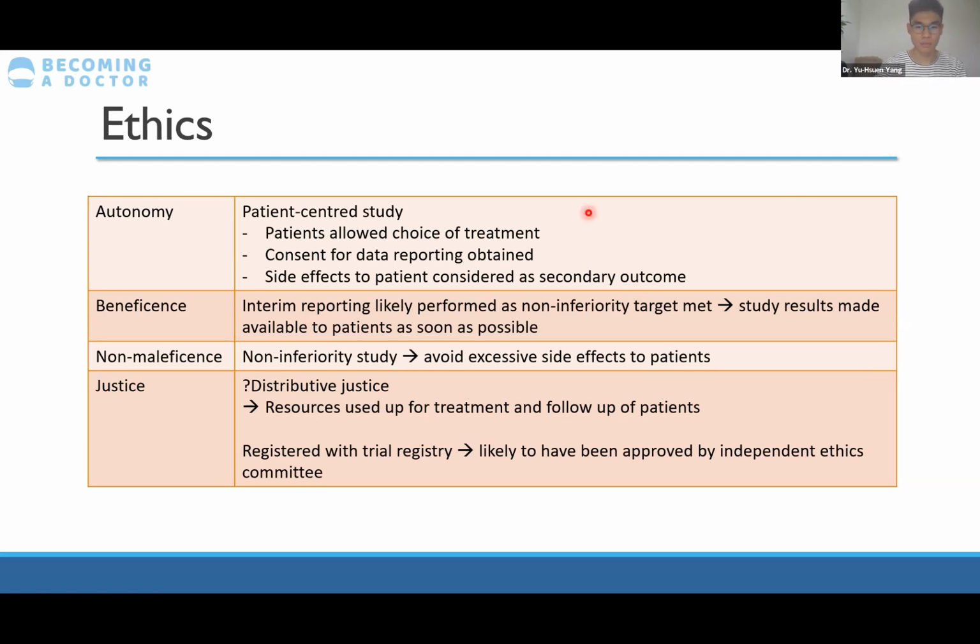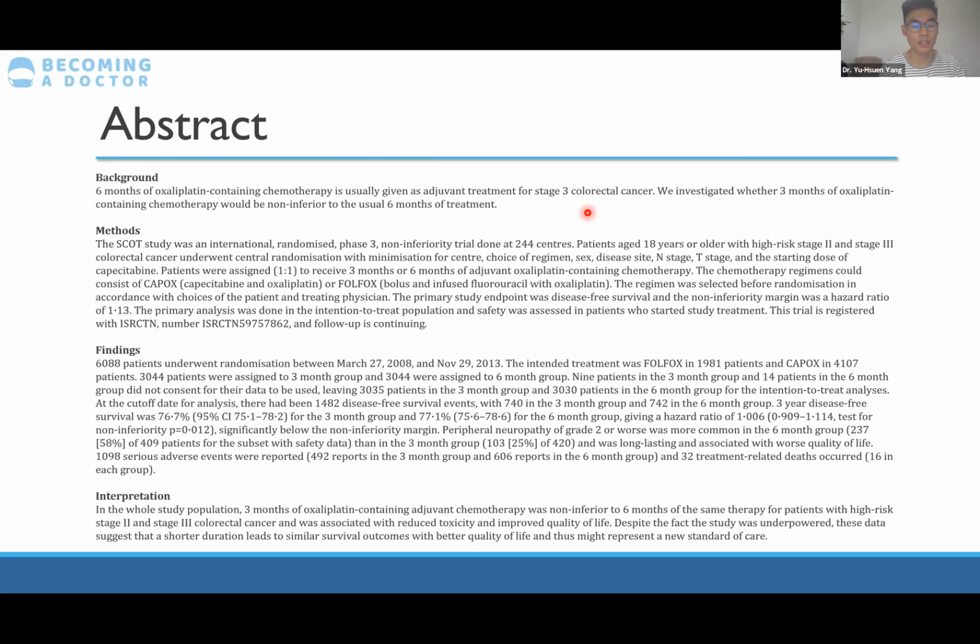Okay, sorry, I didn't actually discuss this, but non-inferiority is really looking at whether or not 3 months of adjuvant chemotherapy would produce similar outcomes in terms of recurrence to 6 months of chemotherapy. It wanted to see whether 3 months was inferior or non-inferior to 6 months of treatment. And the way they looked at that was by looking at the hazard ratio for recurrence. So if the recurrence rate was less than 13% more in the intervention arm, then 3 months of chemotherapy was considered non-inferior to 6 months of chemotherapy.